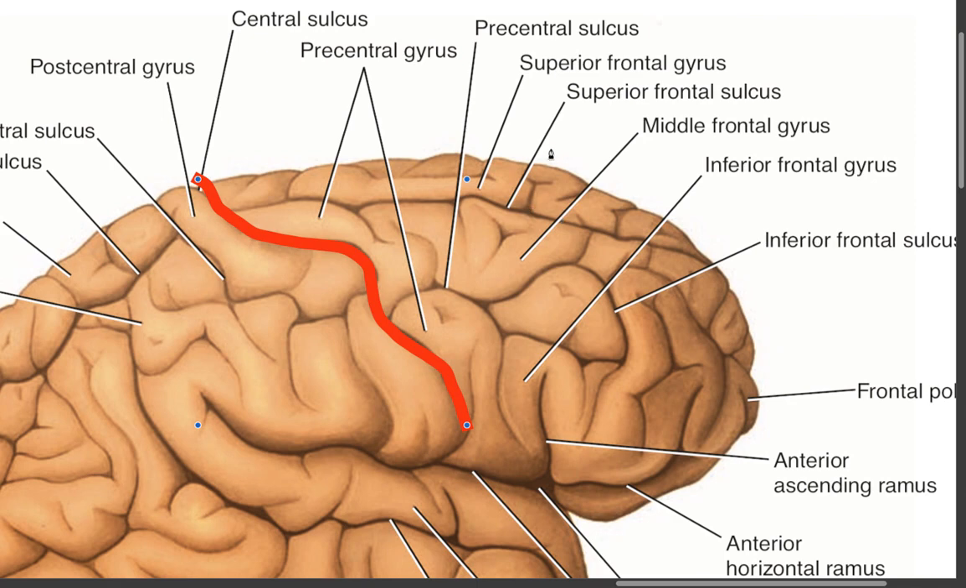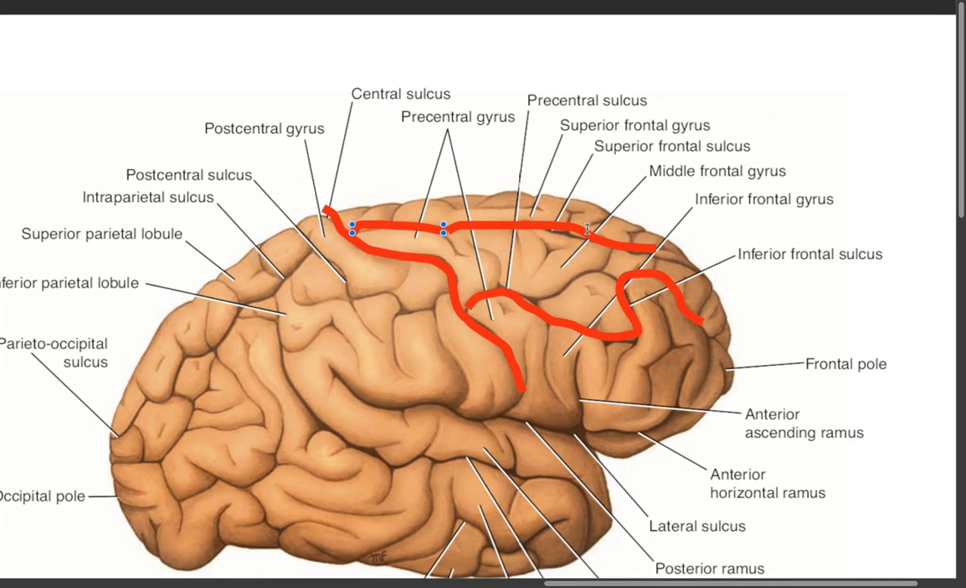In the frontal lobe, anterior to the precentral gyrus, there are two sulci. This is the superior frontal sulcus, and in here we have the inferior frontal sulcus. Both of them extend toward the central sulcus. So this is the superior and this is the inferior frontal sulcus.